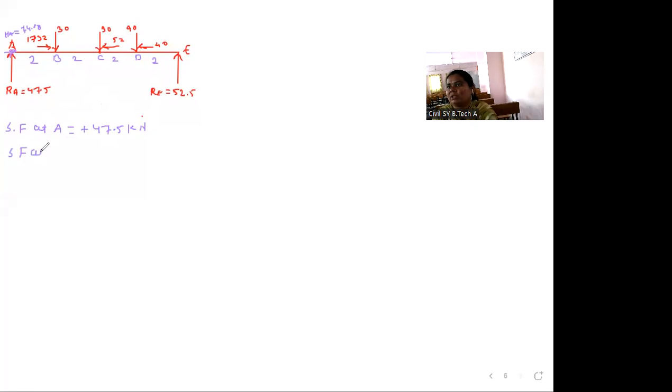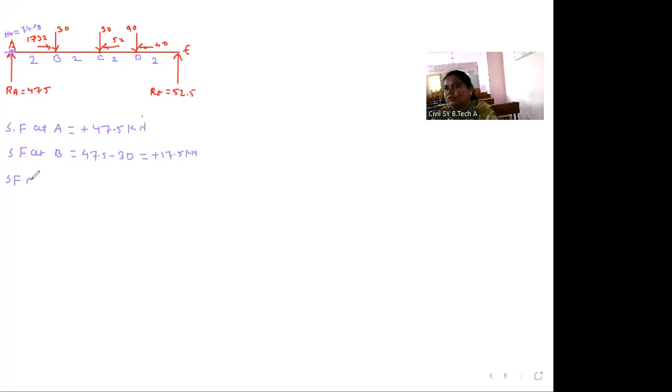So shear force at B is equal to, up to B point, shear force is 47.5, but at B point, downward 30. So minus 30, which is equal to... you calculate and tell me how much? Plus 17.5 kilonewton. After that, you observe here in between B to C, there is no shear force. So we will calculate at C.